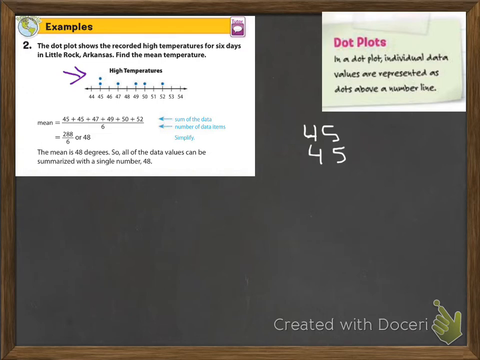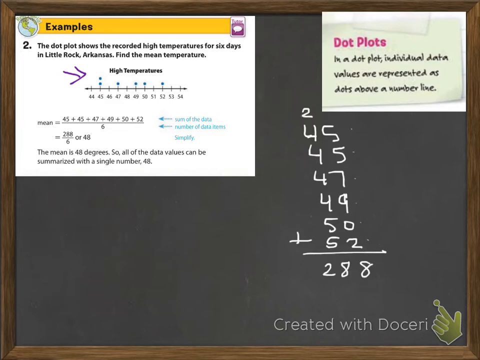So 45 and 45, we have another one on 47. We have one on 49, 50, and 52. So before I add, I'm just going to double check really quickly. I've got 1, 2, 3, 4, 5, 6 numbers, and I've got 1, 2, 3, 4, 5, 6 dots. So yep, I've got all the numbers represented here.